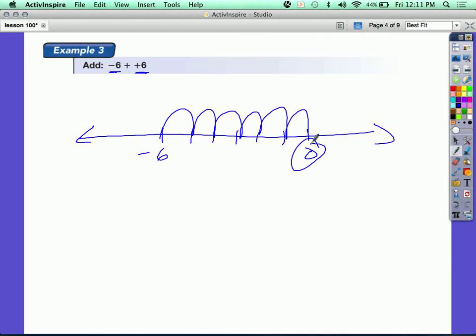Once again, if I'm adding, my signs are different. Take the bigger one minus the smaller one. In this case, they're both the same, so I'm just going to take 6 minus 6, and I should get 0. I don't have a sign for 0 because it's neither positive nor negative.